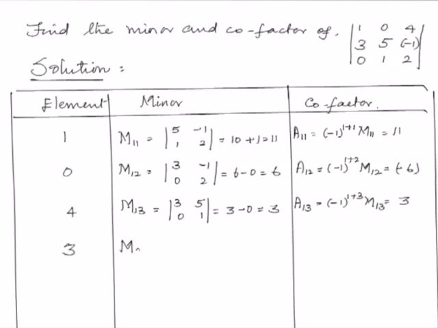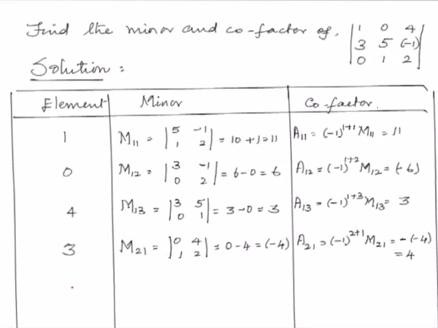Next comes the element 3. The position is 2, 1, odd. The sum is odd. Okay. So when I ignore the corresponding row and the column, I am left with 0, 4, 1, 2, which is 0 minus 4, which is equal to minus 4. Now A21 is equal to, you have to be very careful, A21 here. So A21 is equal to minus 1 to the power of 2 plus 1. The power is 3. So it is in odd power. So you get a minus sign. As it is, the minor is minus 4. So it is minus of minus 4. That gives us 4 as the value. Yes, hope you are with me.